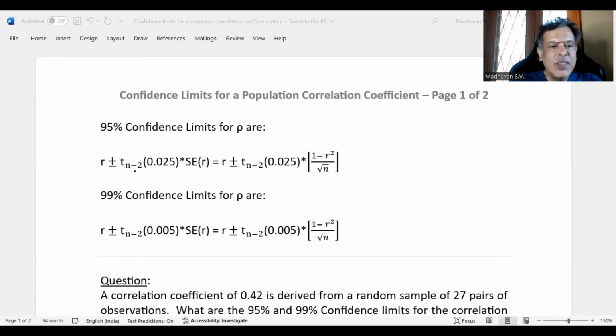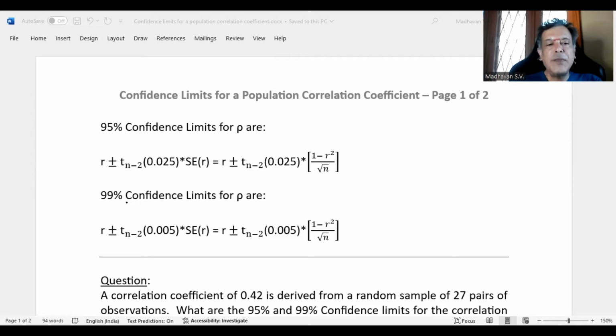This n minus 2 is the degrees of freedom, and we need to refer to the t tables for a one-tailed test. 95% confidence level means a 5% significance level, and that is meant for a two-tailed test. Since we need to refer to the tables, which is a one-tailed test, we will be taking half of 5%, which is 2.5%. That is why it is 0.025.